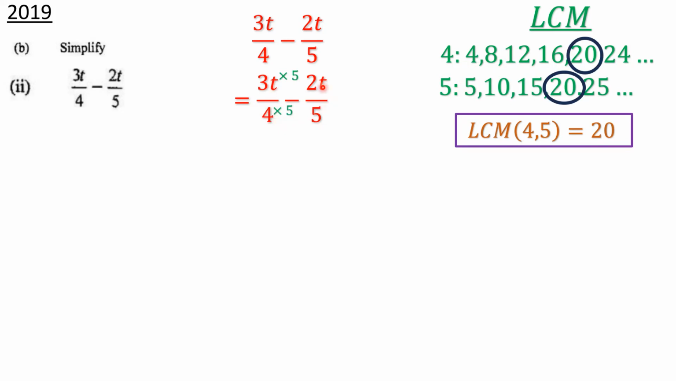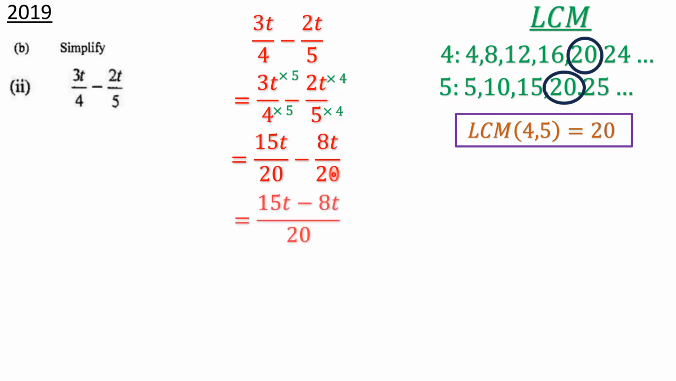And we're going to figure out what times 5 gives us 20. Well, 5 times 4 is 20. So we multiply the top by 4 and the bottom by 4. And so we say, okay, all right. So 3t times 5 is definitely going to be 15t, and 4 times 5 is 20. Then we say 2t multiplied by 4 is going to be 8t. And then 5 times 4 is definitely going to be 20.